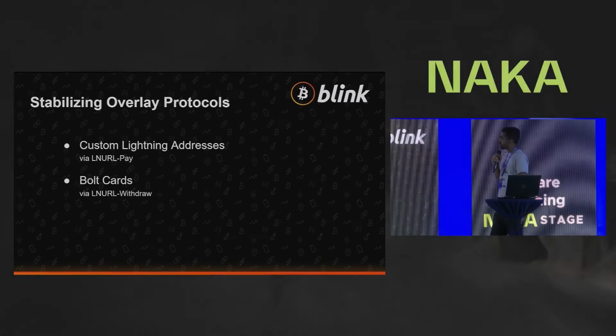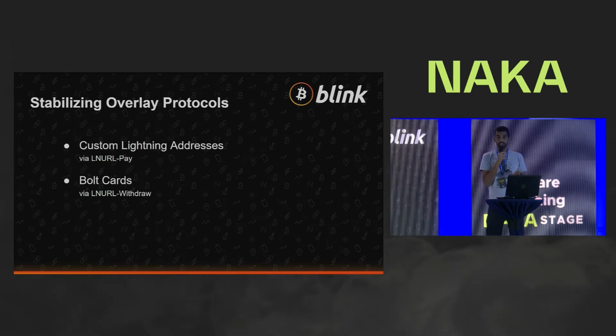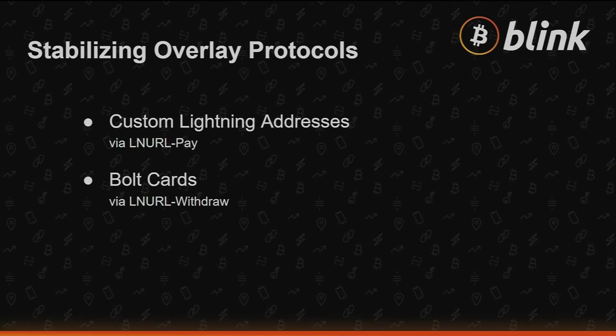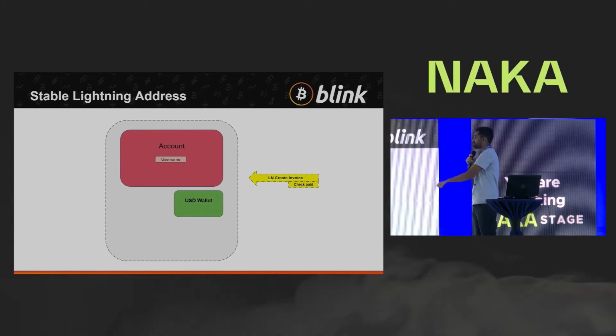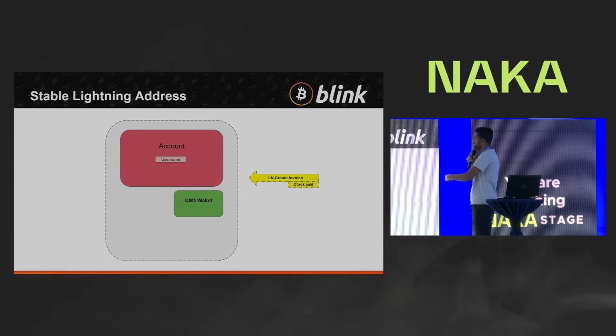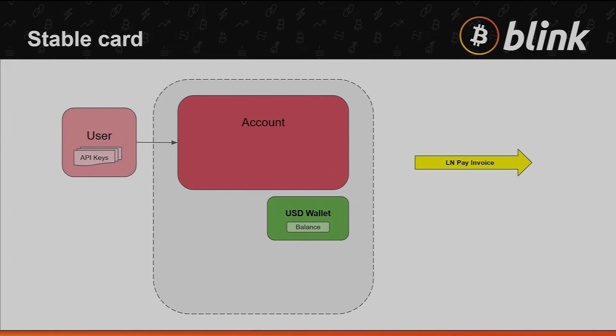And then stabilizing overlay protocols, so the same ones I was talking about before. You could have a Lightning invoice that receives to USD. You can do interesting things like if you had a USD-denominated Bolt card, a card you can take out and just tap somewhere, it starts to get close to what we have right now, right? It gets close to tap and pay, to a debit card, that sort of thing. Again, a stable Lightning address just needs a USD wallet and a receive endpoint that isn't even authenticated. It's really simple to get these things in there. For a stable card, you just need to authenticate against a USD wallet and use the pay mutation, and that's it. You can build a stable card from that.